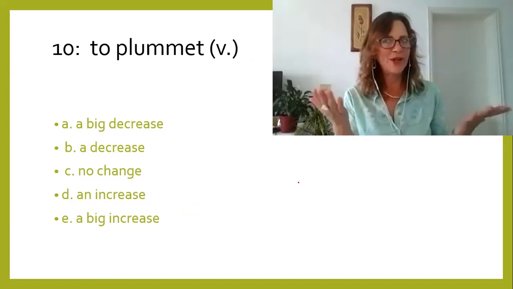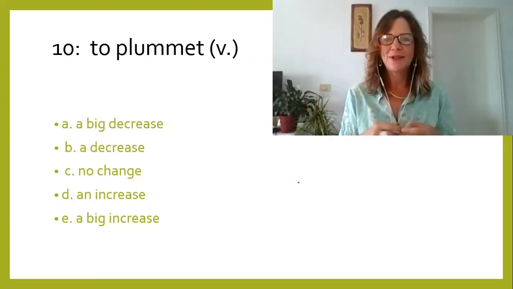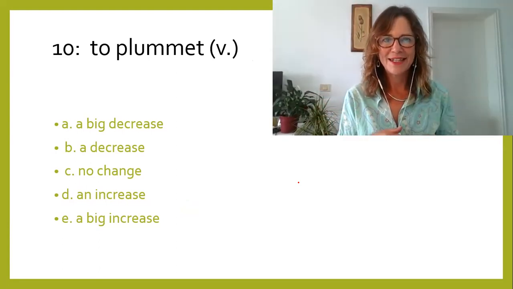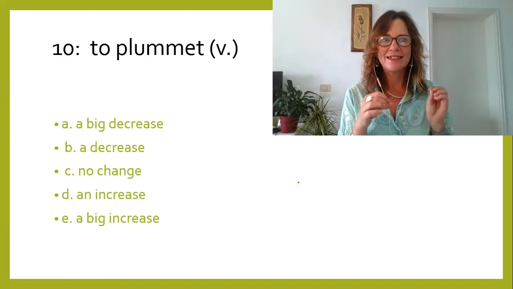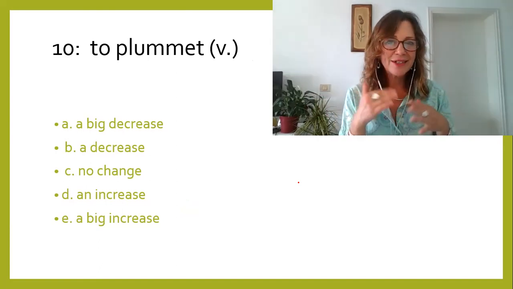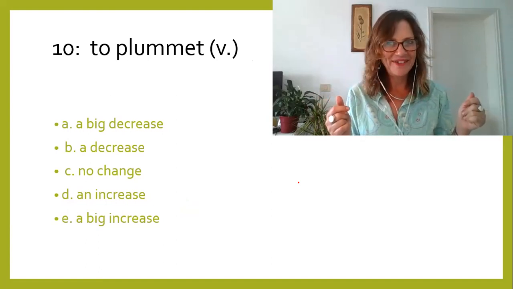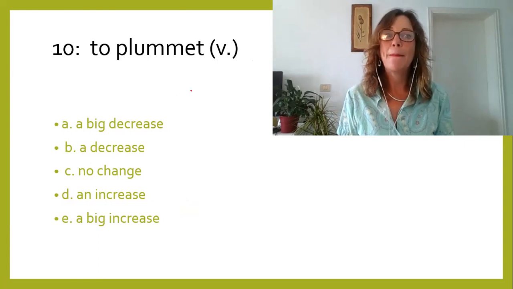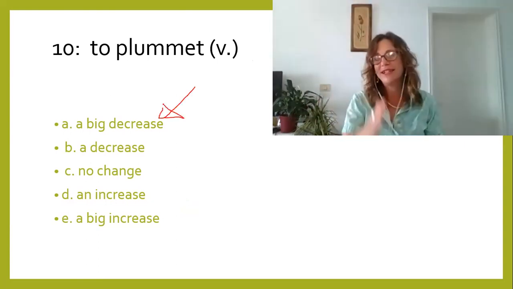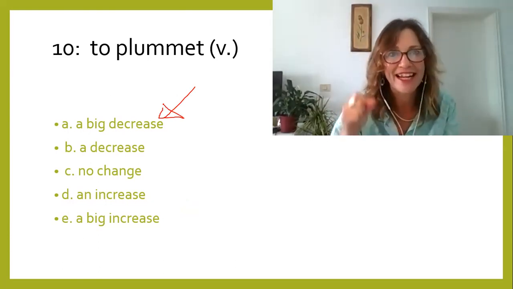Plummet. Have you heard that word before? It's only a verb. So something plummets. What is it? Big increase, a decrease, no change, an increase or a big increase? Do you know? Yeah, it's a big decrease. Something plummets down. So it's coming down, a very big decrease.